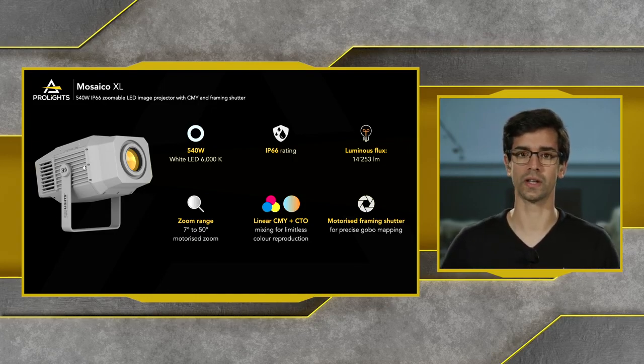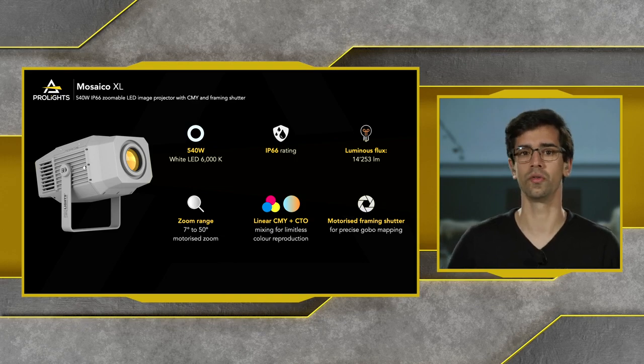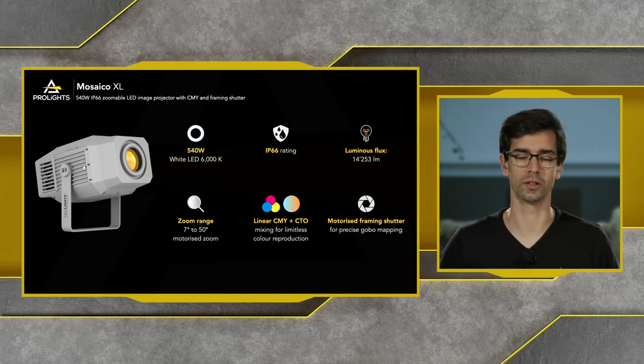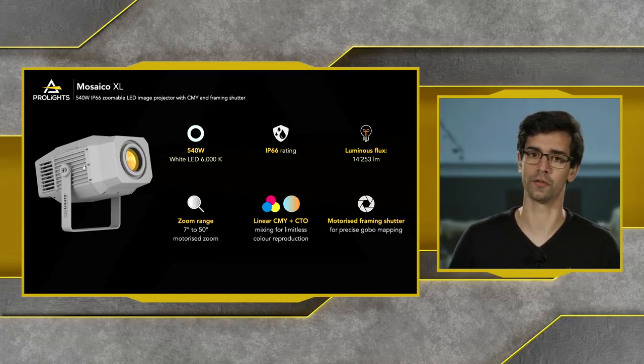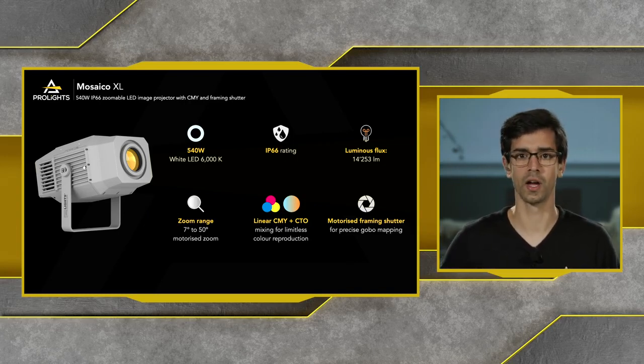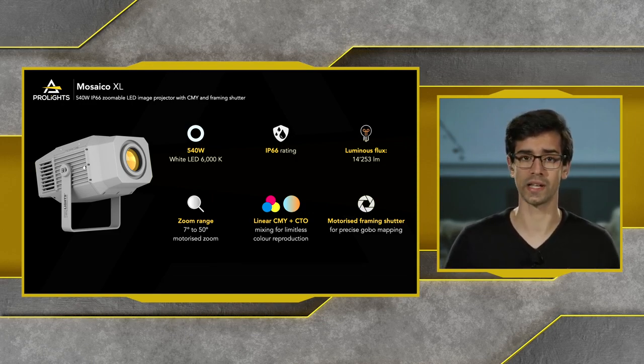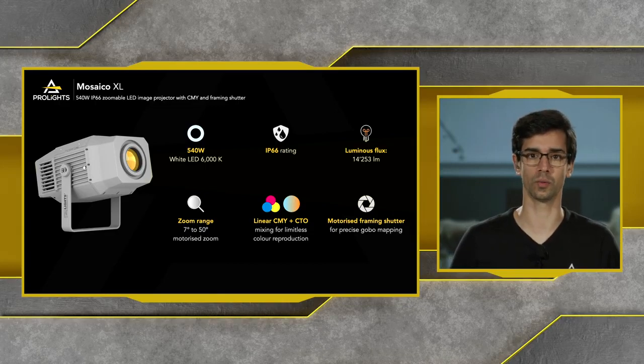And what we can do with the Mosaico XL is project all of these images from a very large distance, much larger than we can do with the Mosaico or the Mosaico Junior. Whether you're projecting from the other side of a river, for example, the other side of a park, or onto a big building like a skyscraper, the Mosaico XL has the exact source for that, with the exact zoom range as well.